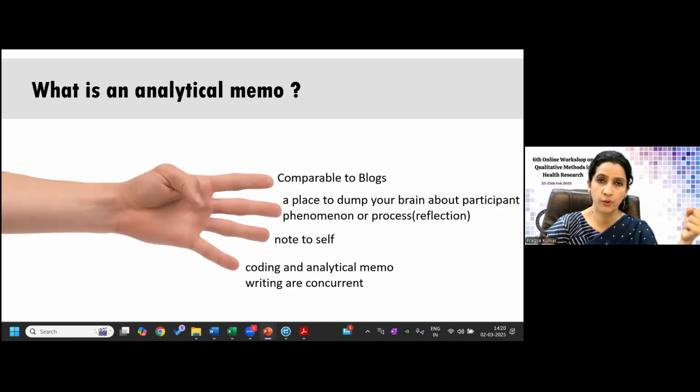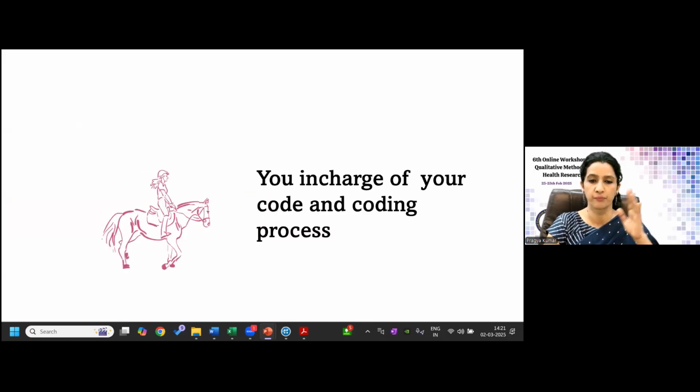So what is an analytical memo? Basically, it is like a blog, a place where you dump your brain about the participant, about the phenomena, about the process. Basically, it is a note to self. So coding and analytical memo writing are concurrent. You cannot write an analytical memo later. Whenever you are doing the coding process, then and there you have to write your analytical memo, because you are in charge of your own code and coding process.